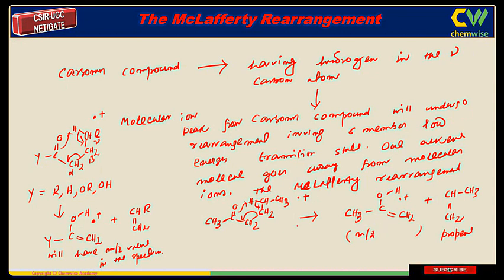So let's say the question is like that: the fragmentation is given, so which mass m by z value can be obtained? If you know the McLafferty rearrangement, only then can you come to the conclusion that this m by z peak will appear here in the spectrum. That's the beauty of the McLafferty rearrangement.